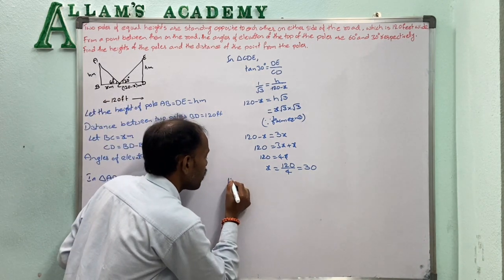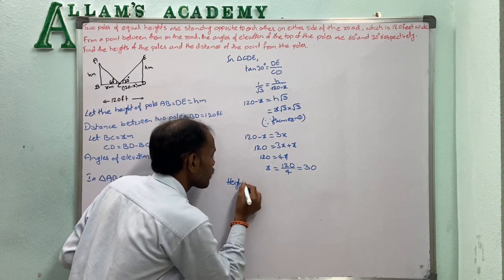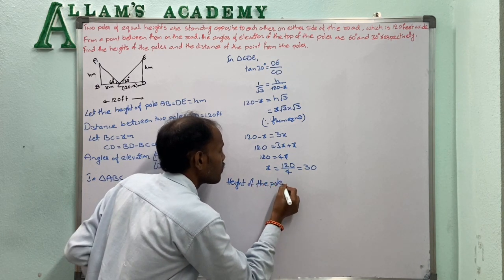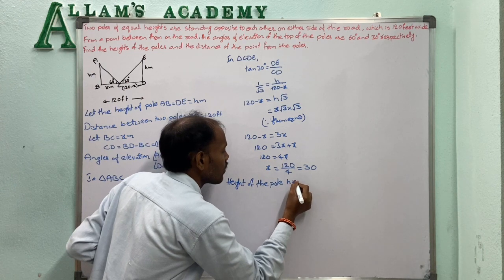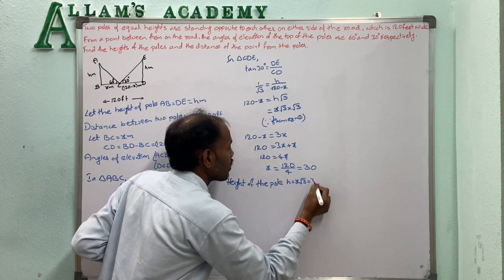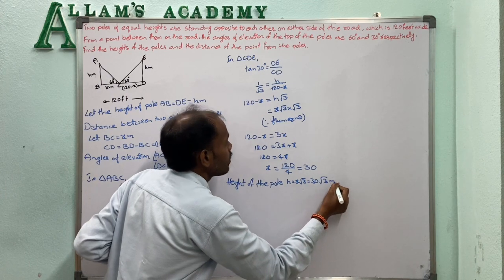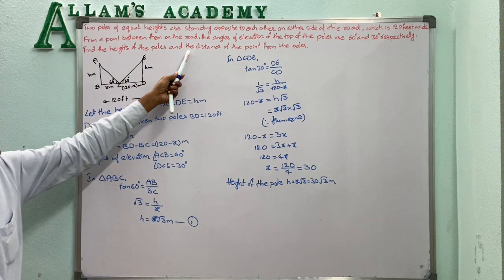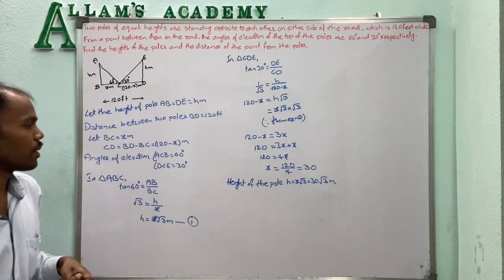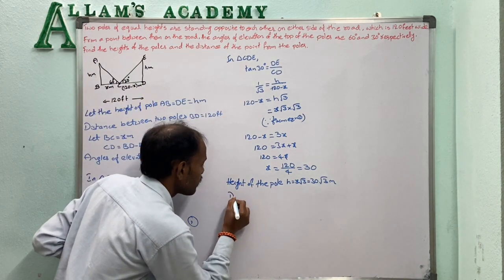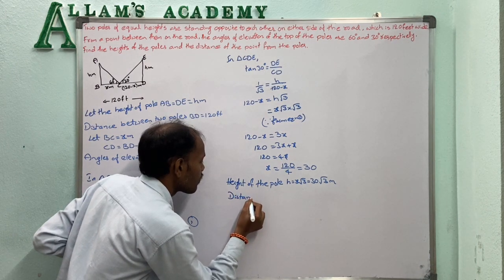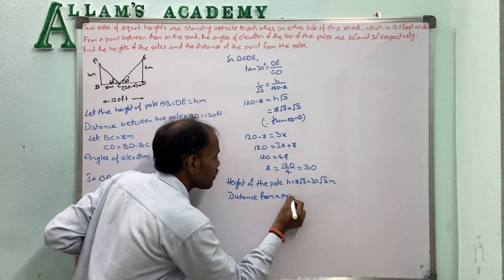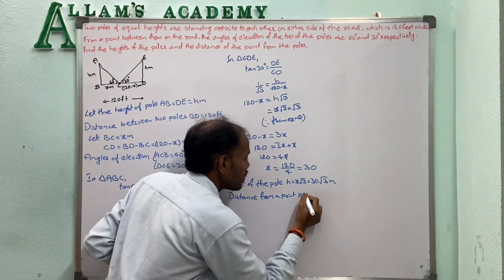So height of the pole, H equal to x root 3, that equal to 30 root 3 meters. Next, the distance from the point to the poles.